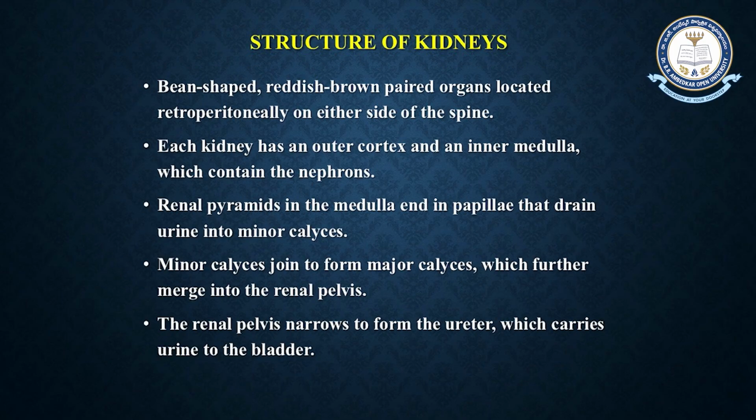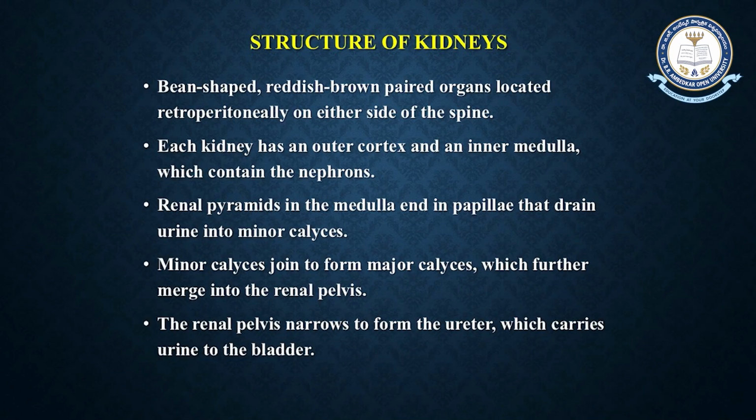Kidneys are a bean-shaped reddish-brown paired organ located retroperitoneally on either side of the spine. Each kidney has two zones, outer cortex and inner medulla. The outer cortex consists of nephrons, which are the filtering unit, and they filter out substances which need to be excreted out of the body from the blood. The medulla consists of renal pyramids.